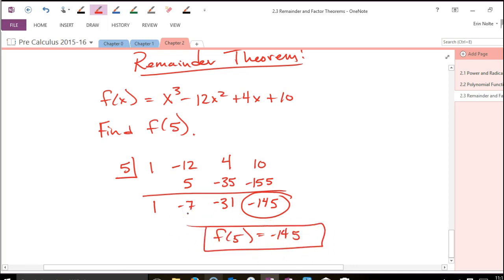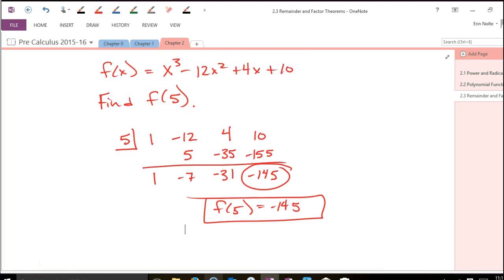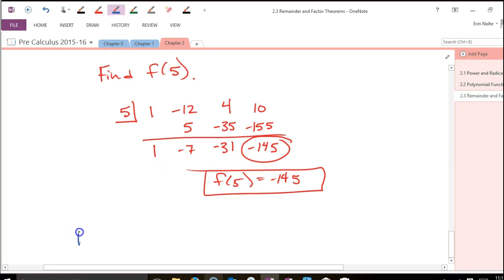Whoever thought of that? Genius. I know, I was just thinking about that one. Who came up with that? Somebody really smart. Mr. Remainder. I don't know. All right, so that's all I have for notes.